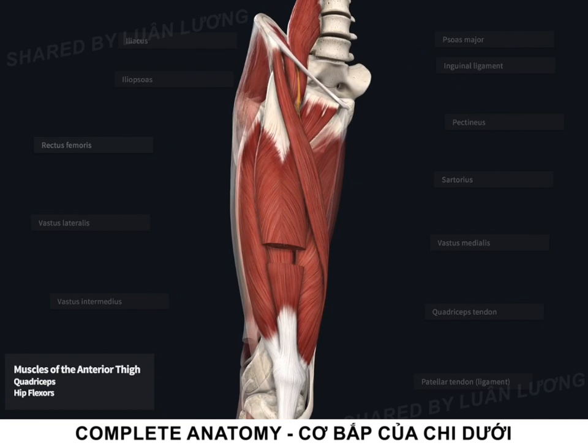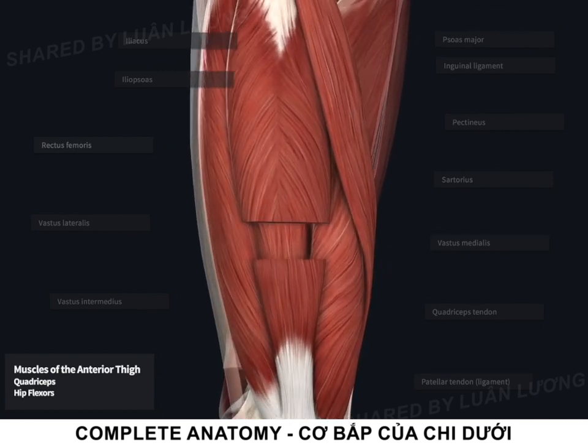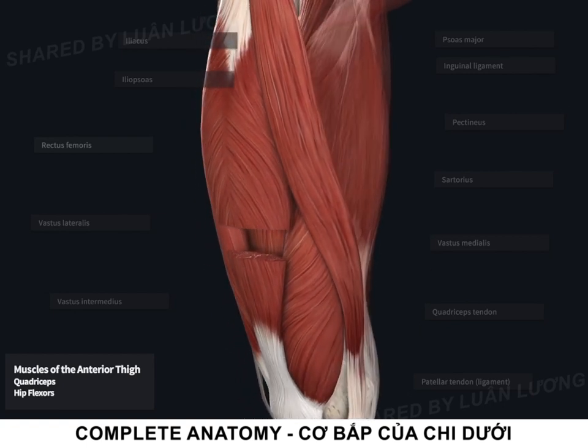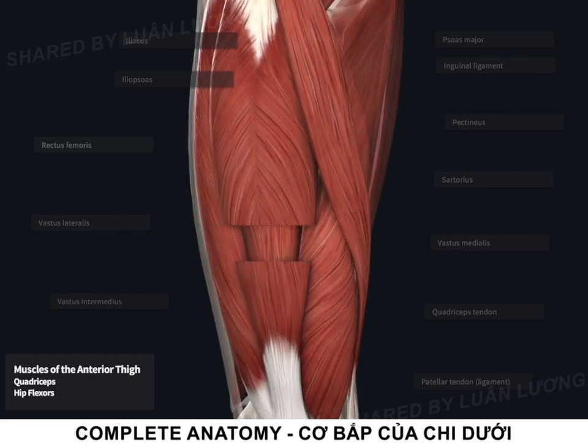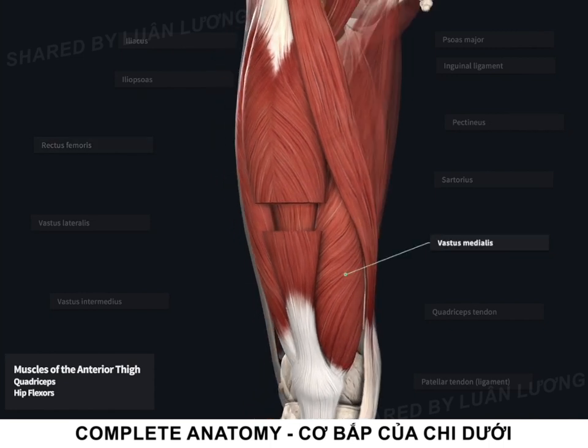I've removed a piece of the rectus femoris to better visualize the 3 underlying muscles remaining within the quadriceps group. The first of which is located medially. This is a large muscle, hence its name vastus. The vastus medialis is the most medial of the 4 quadriceps muscles, and it's going to attach on the medial aspect of the patella to help straighten our kneecap during knee extension.